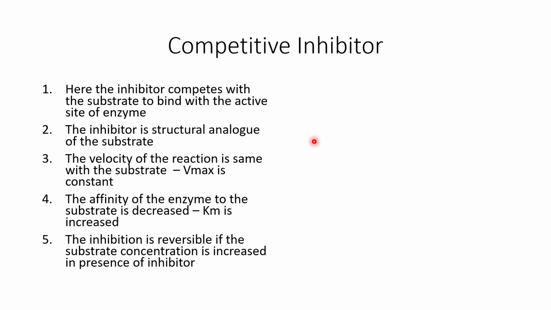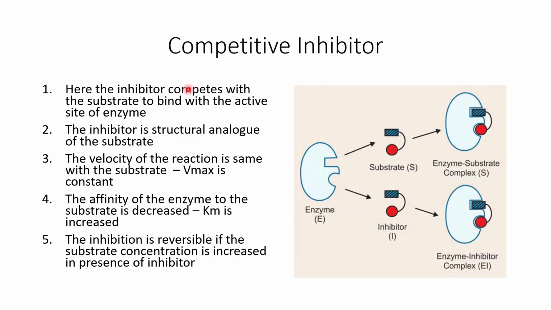First is competitive inhibition. Here the inhibitor competes with the substrate to bind with the active site of the enzyme. Okay, so this is the enzyme. Now this is the substrate. If you look at the inhibitor and the substrate, they are structurally the same. So this inhibitor will compete with the substrate to bind with the active site.